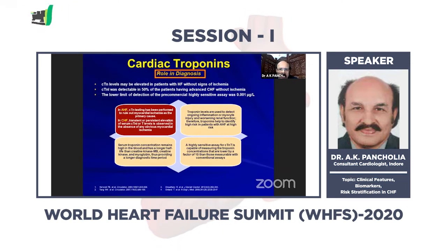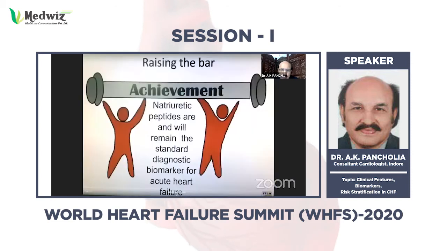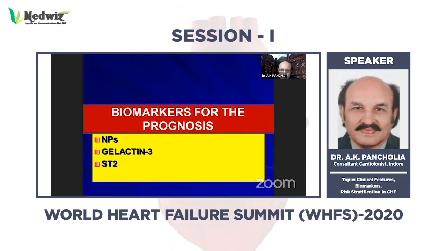And cardiac troponin also plays a role in the diagnosis. In acute heart failure, troponin is performed to rule out myocardial ischemia as the primary cause. And in chronic heart failure, a transient or persistent elevation of troponin is observed in the absence of any obvious myocardial ischemia. So overall, natriuretic peptides will remain the standard diagnostic biomarkers for acute heart failure.